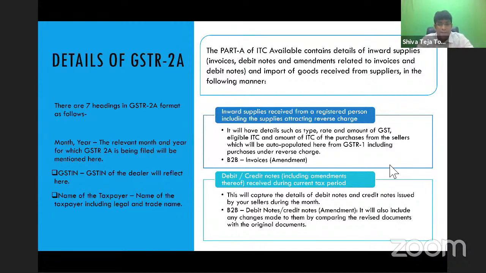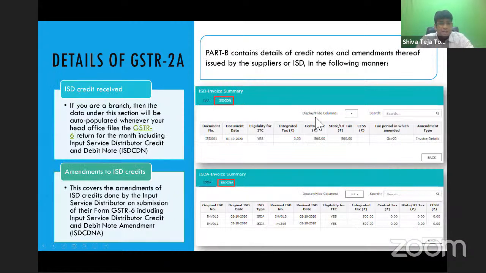Yes, thank you. Next one, details of GSTR2A. ISD credit, already I told you, ISD, input service distributor, who can distribute credit of tax paid on input services. So see that if you are a branch, then the data under the section will be auto-populated whenever head office files GSTR6 return for the month, including ISD distributor credit and debit note.